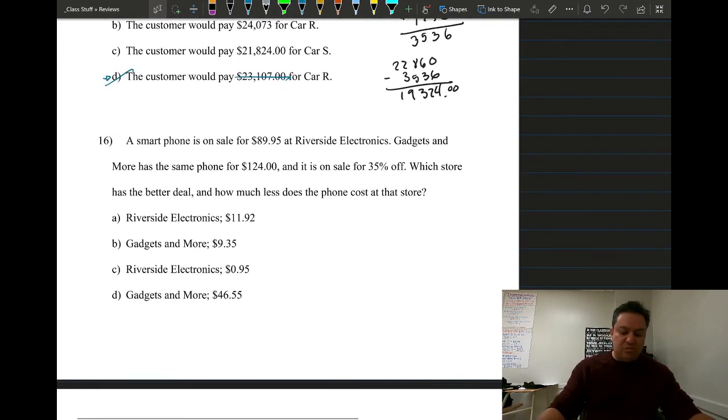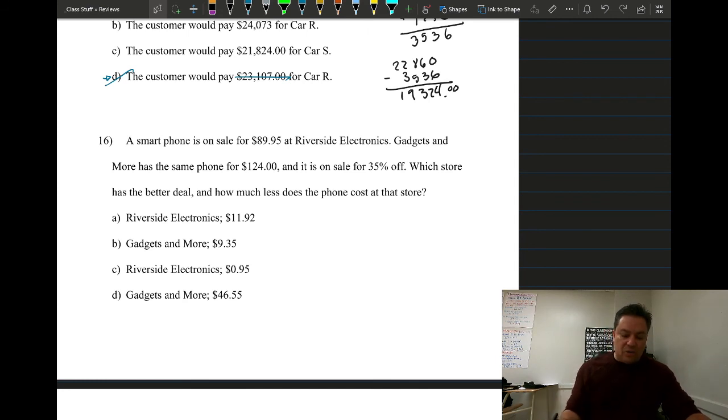Number 16. A smartphone is on sale for $89.95 at Riverside Electronics. Gadgets and More has the same for $124 and is on sale for 35% off. Which store has a better deal, and how much less does the phone cost at that store?